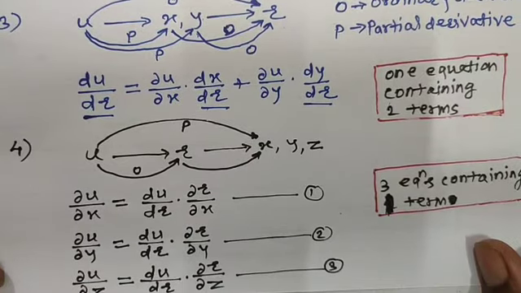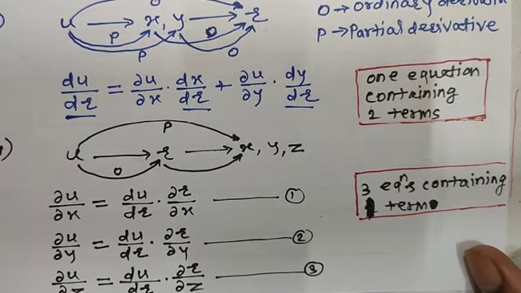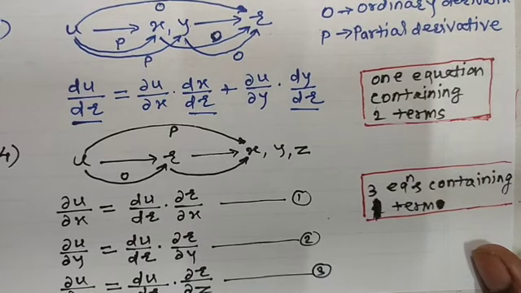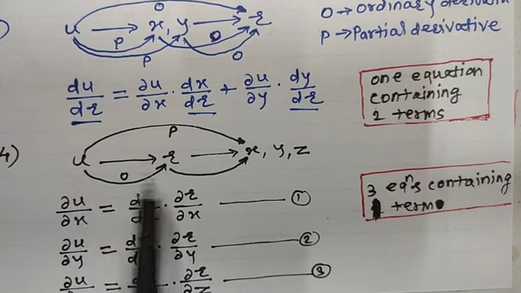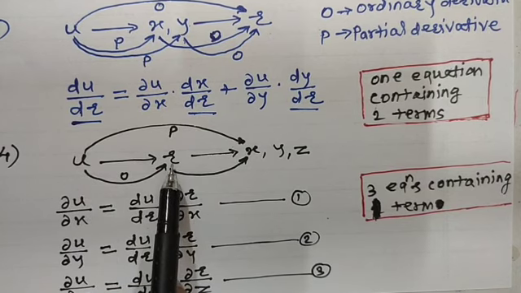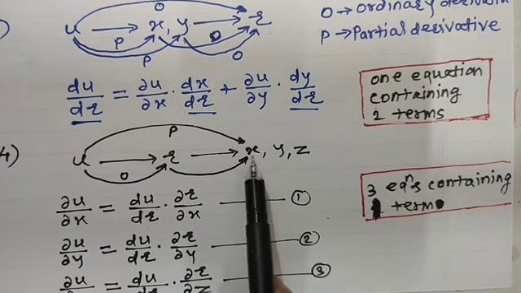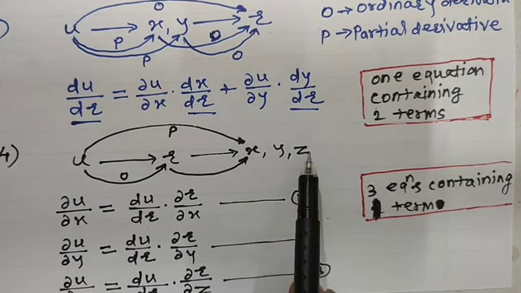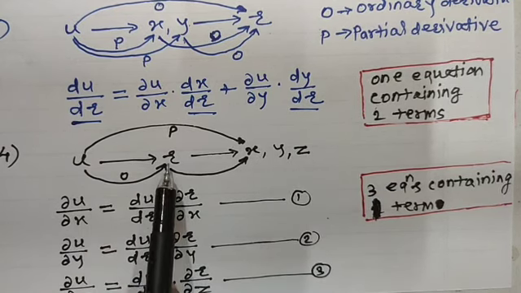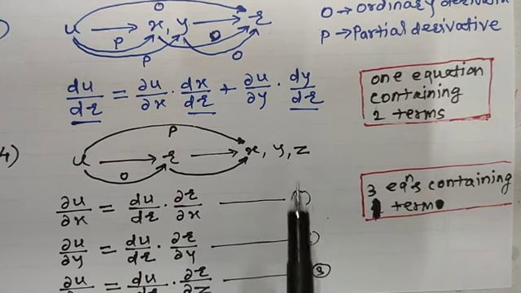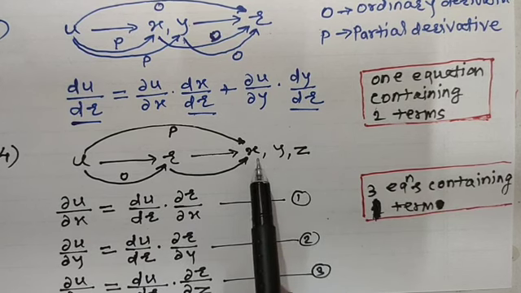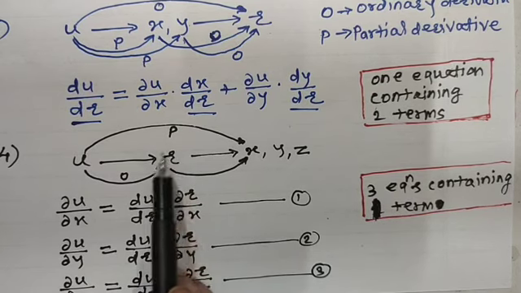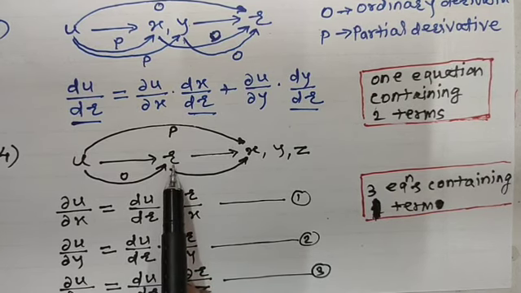Now the fourth flow diagram. Here, u is a function of a single independent variable r, but r is a function of 3 independent variables x, y and z. Here the number of variables is 3, so there exist 3 equations, and each equation contains only one term, because there is only one variable here.